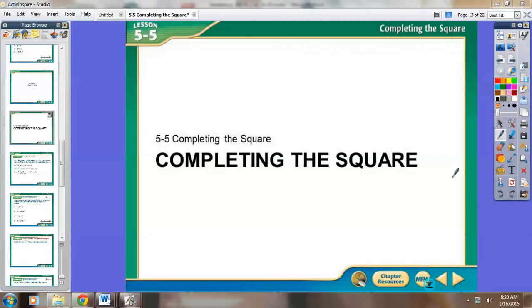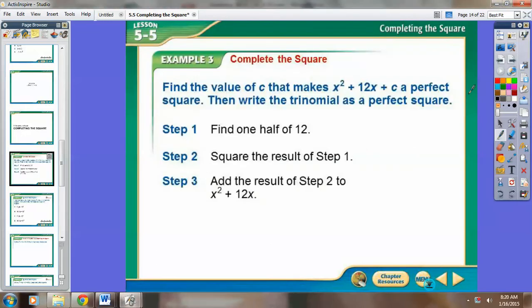Continue to complete the square. Yesterday our problems were pretty perfect, weren't they? They were all perfect square trinomials that we were able to easily factor. Today they're not going to be as perfect, and we're going to talk about what to do if that occurs, because more often than not, they're not going to be perfect square trinomials.